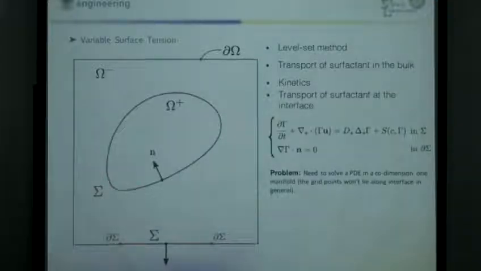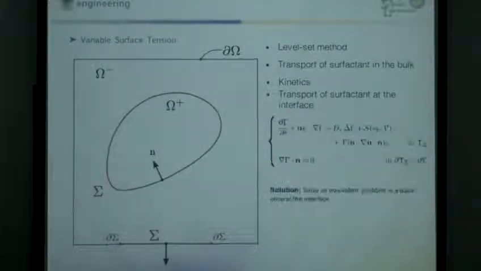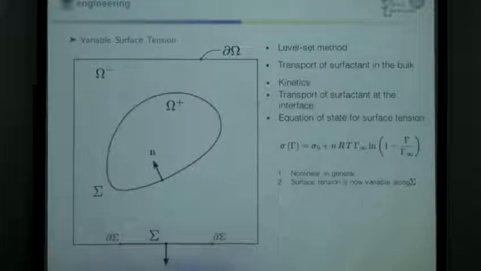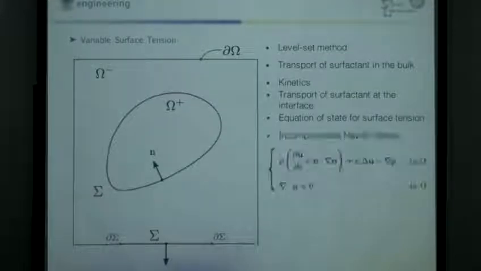So far so good. And then you have this problem of the transport of the surfactant on the interface itself. And here the problem is you want to solve a PDE on an interface, not on the Cartesian grid. And I'll show you how we did that. And then we have to link that to the Navier-Stokes equation, to the formula that relates surface tension to the surfactant, etc.